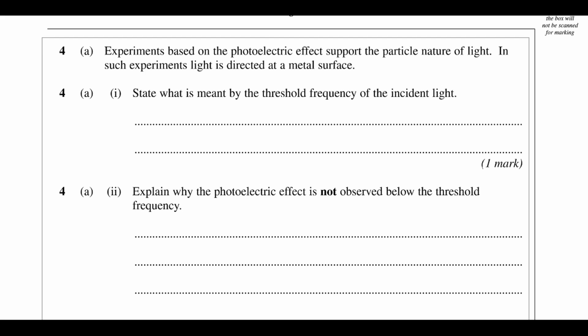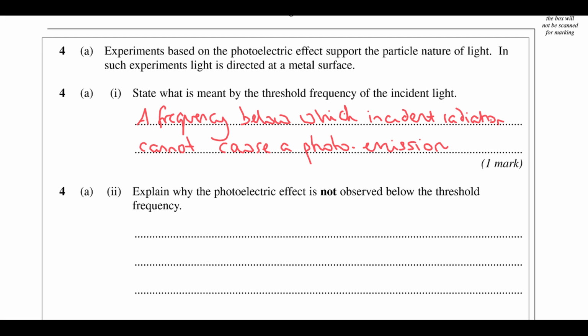Okay, so we're going to look at the photoelectric effect and how it supports the particle nature of light. In such experiments, light is directed at a metal surface. Explain what is meant by the threshold frequency. So a threshold frequency is the evidence to support the particle model, and it is the minimum frequency at which electrons can be emitted, or the frequency below which there'll be no electrons emitted. So the frequency below which incident radiation cannot cause a photo emission. So it's the frequency of the incident radiation that's important here.